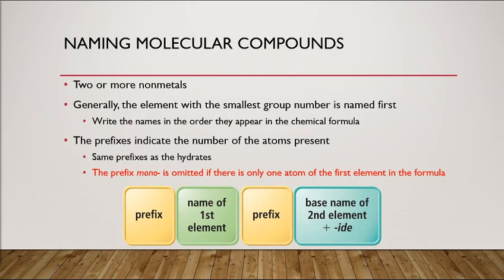You're going to write down the prefix, then the name of the first element as it appears on the periodic table. Then you're going to write down the prefix for the second element, followed by the base name, followed by "ide." It's a similar situation as it was with the ionic compounds. You write down the name, you mark out the ending, and replace it with "ide."